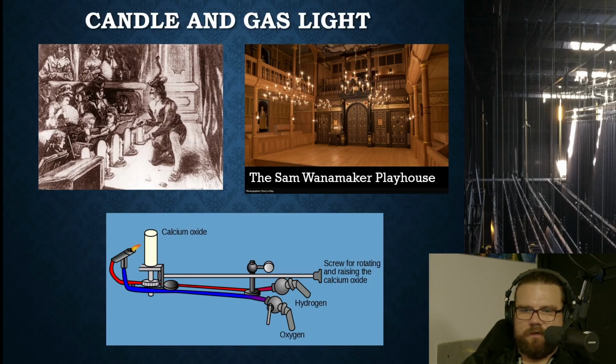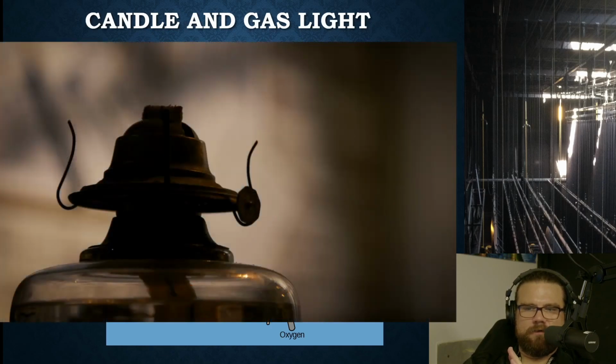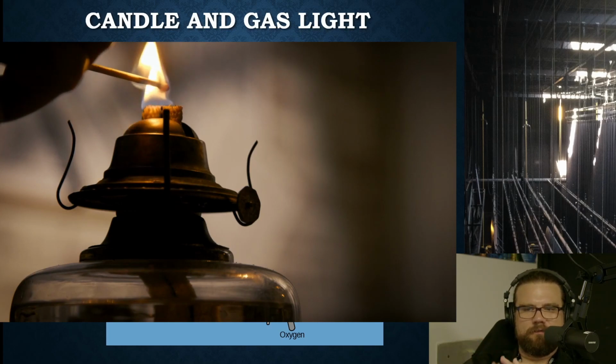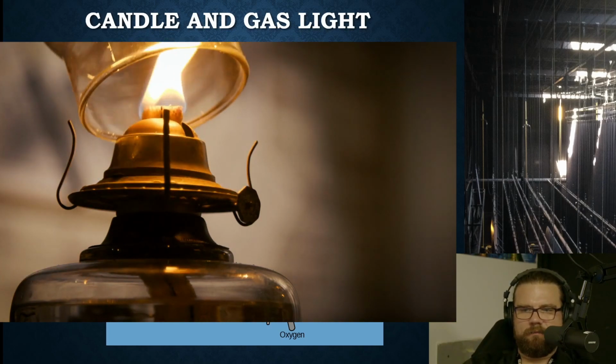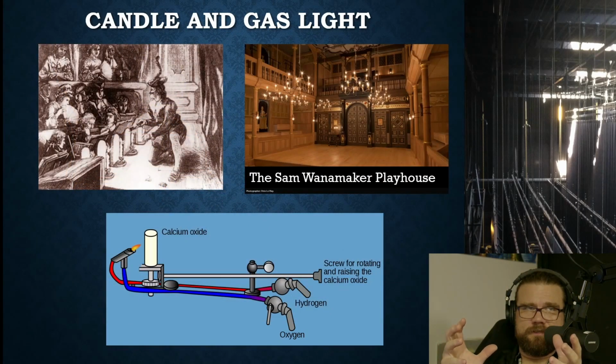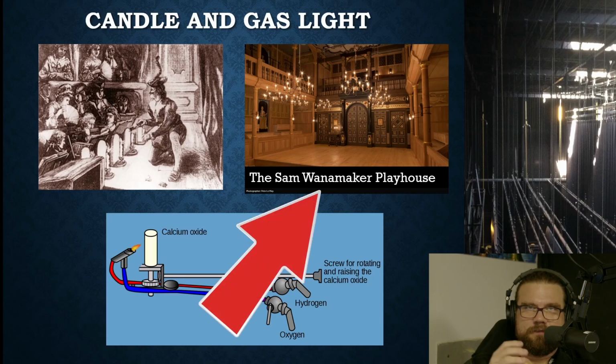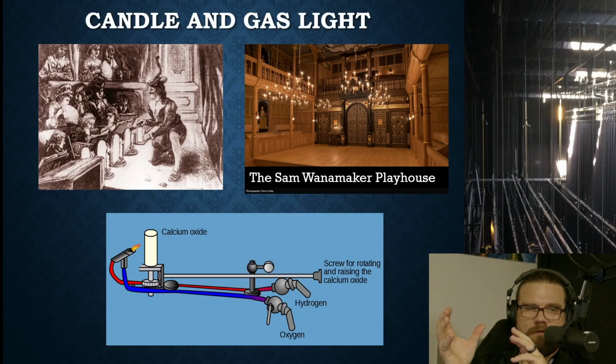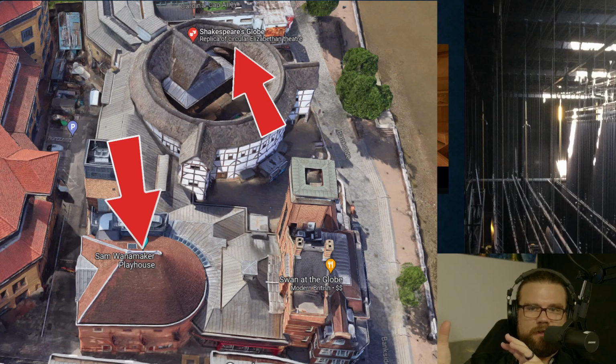Candlelit theaters are going to persist throughout the 18th century, but oil lanterns are also introduced somewhere around the 1600s onward with different levels of adoption. A great example, if you're interested in seeing this type of theater, is the Sam Wanamaker Playhouse, which is right next door to the Globe Theatre in London.